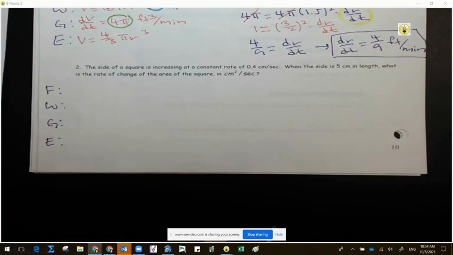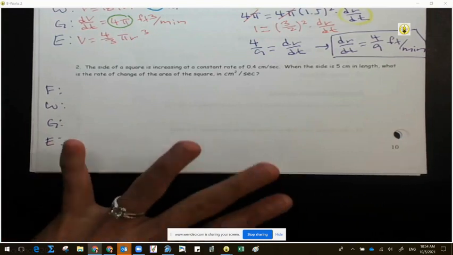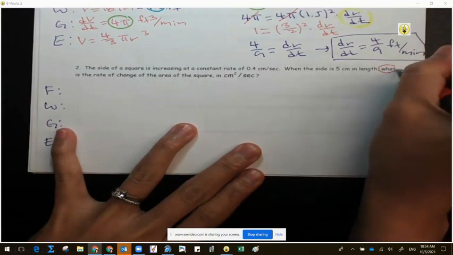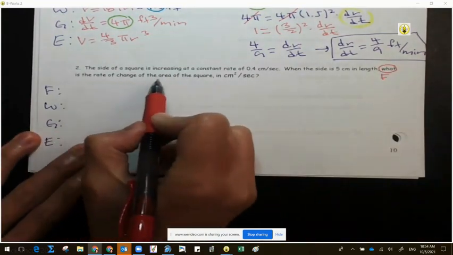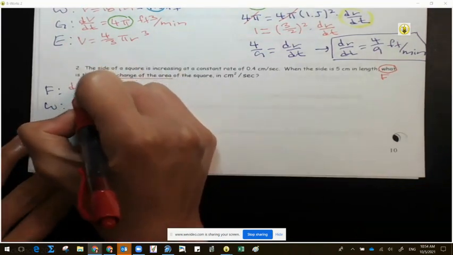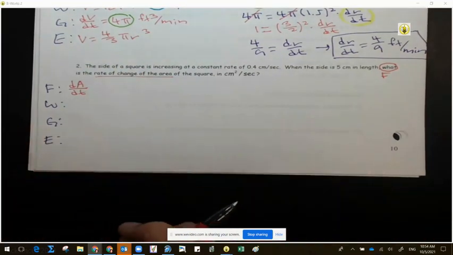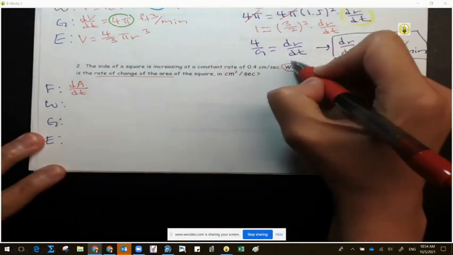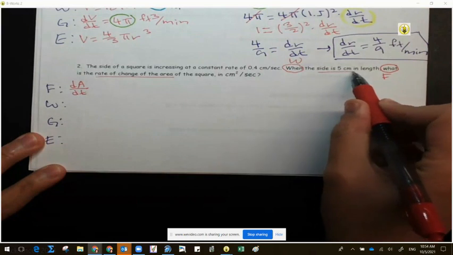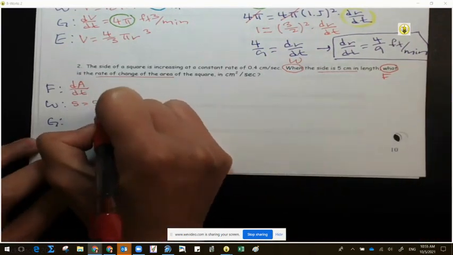All right. What word is telling us where the find is going to start? The rate of change of the area. So that means the area, I'm going to denote that with a capital A, over dt. Now, there's always a word when. Do we see it? When? When the side is 5 centimeters in length, so S is equal to 5 centimeters.